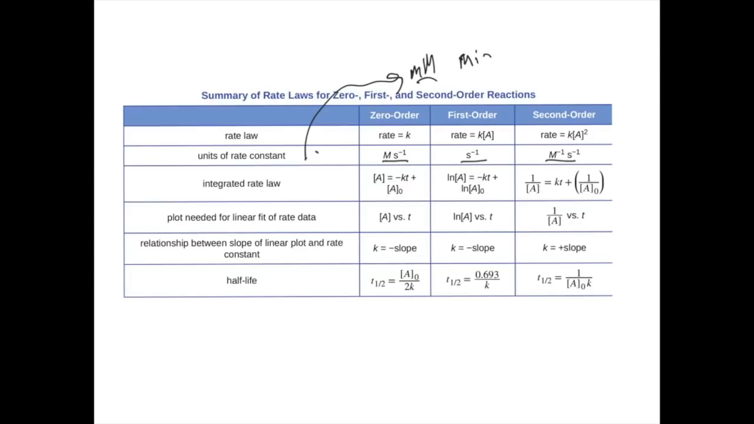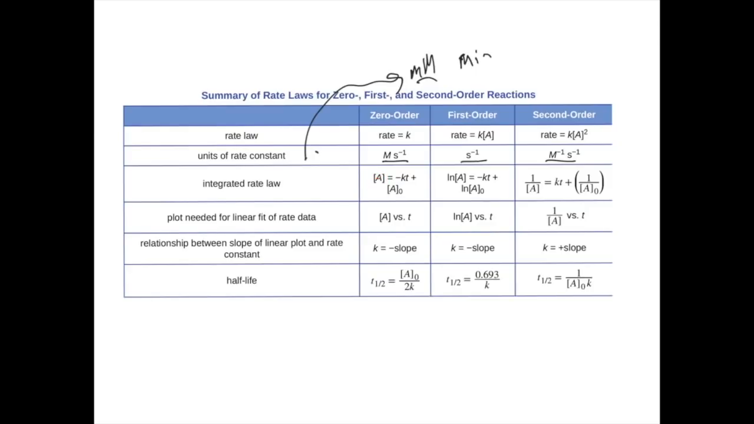You can think of it more this way. For a zero order, you'll have a concentration divided by a time unit. For first order, it will be reciprocal time units. For second order, it will be reciprocal concentration units and reciprocal time units. For instance, these. Okay, here are the integrated rate laws.